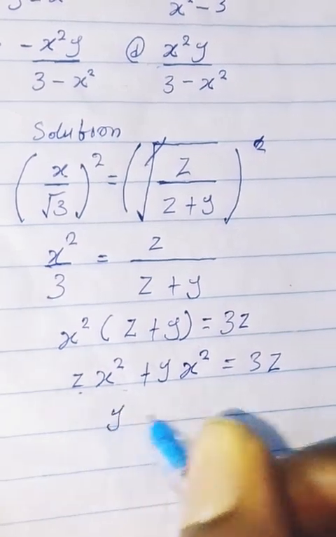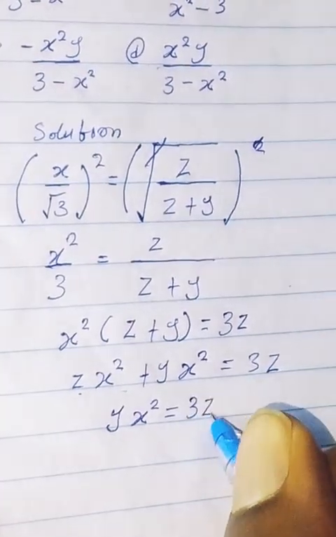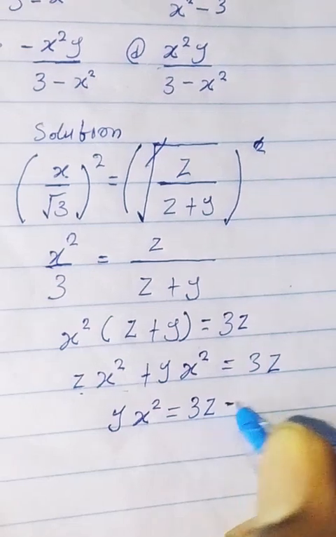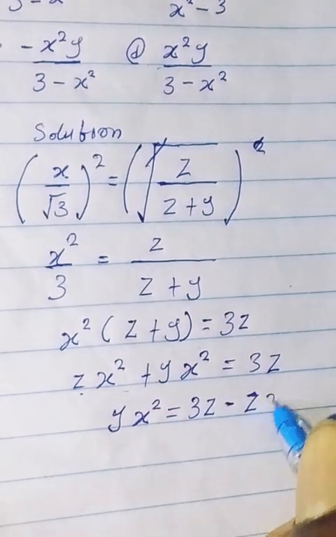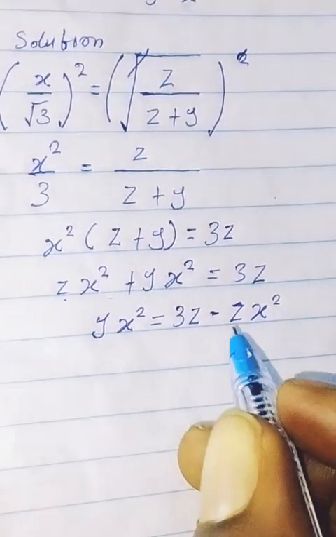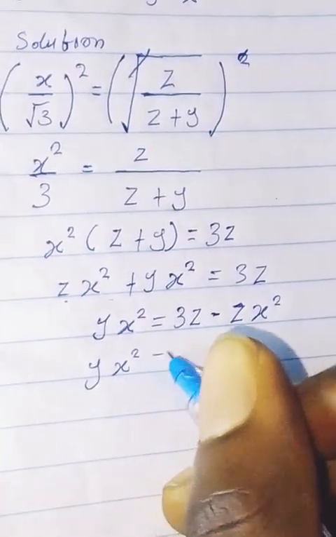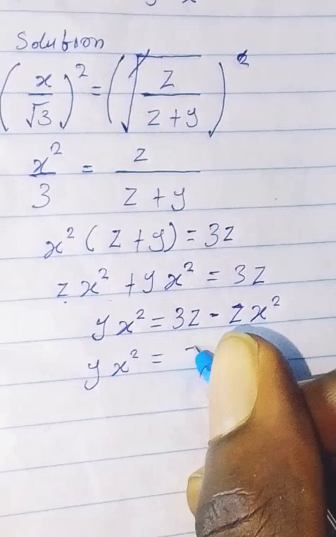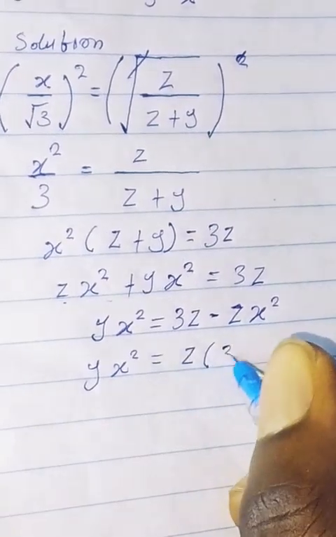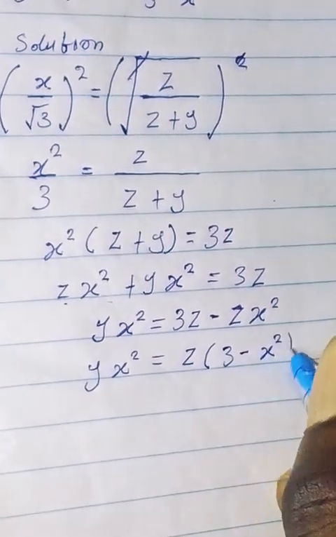We are having yx squared equal to 3z. Now this goes to the other side. We have minus zx squared. Now from this part here, we continue. Look at this z, we factor it out to have yx squared equal to z into bracket 3 minus x squared.